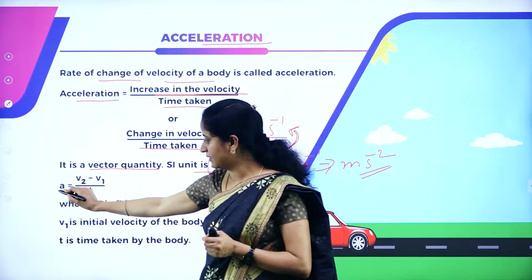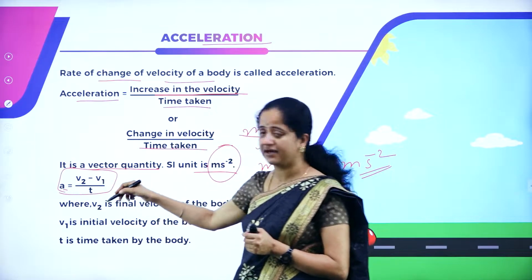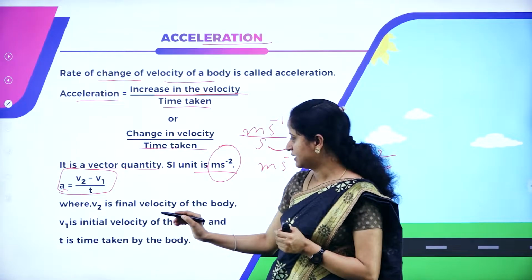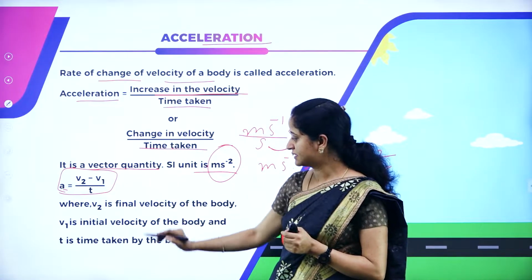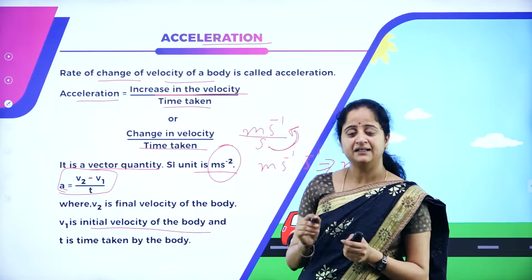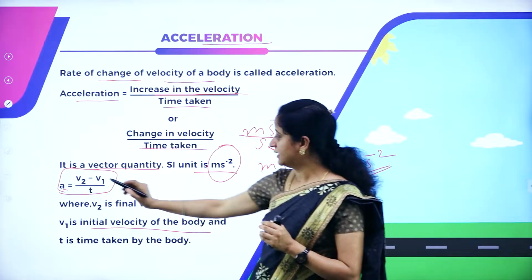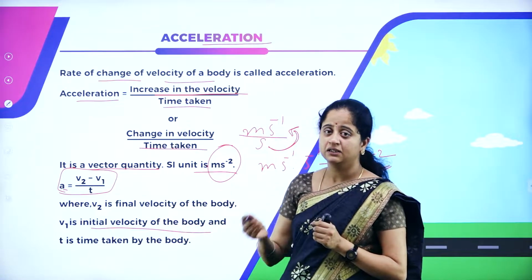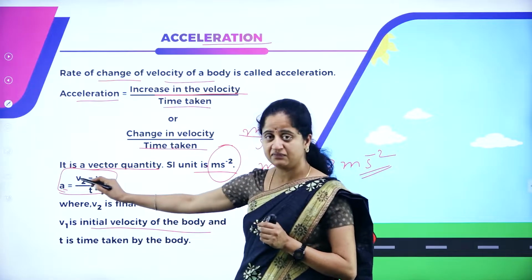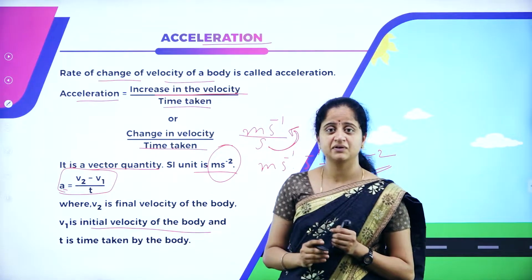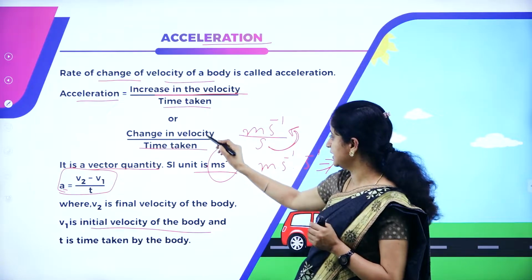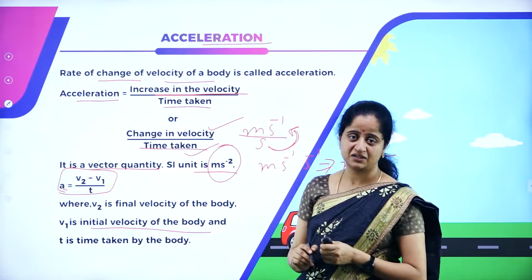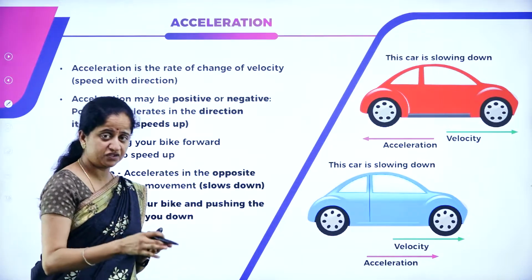So acceleration is given by the formula (v2 minus v1) divided by t. What is v2 minus v1? v2 is the final velocity of a body which is in motion, and v1 is the initial velocity of the body, and t is the time taken by the body. So v2 minus v1 is the final velocity minus the initial velocity. If you take the difference between these two quantities, we will come to know the change in velocity, and dividing by t, the time taken, gives acceleration. Acceleration is nothing but the rate of change of velocity.